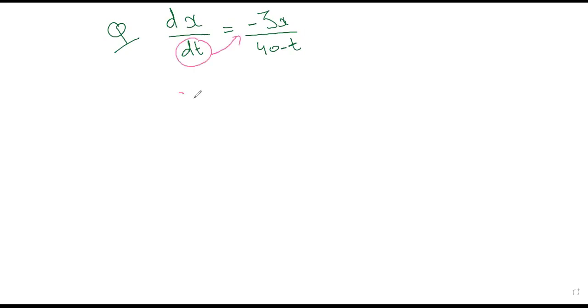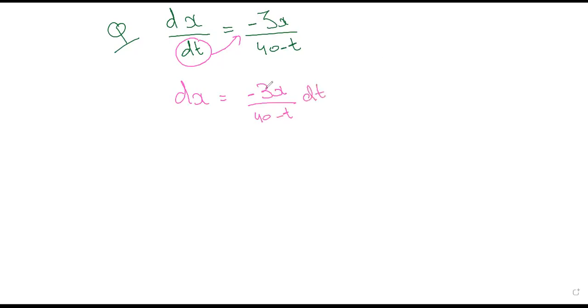Okay. So, let's say that this time your differential equation is dx by dt. There's a question, dx by dt equals minus 3x by 40 minus t. Okay. Now, how do we do it? We have to do it by taking dt to that side. So we will have dx equals minus 3x by 40 minus t dt.